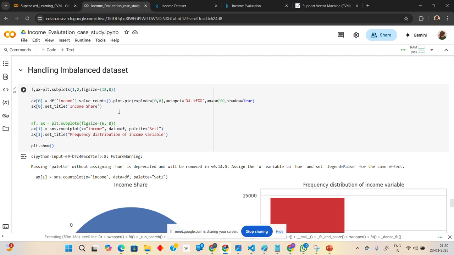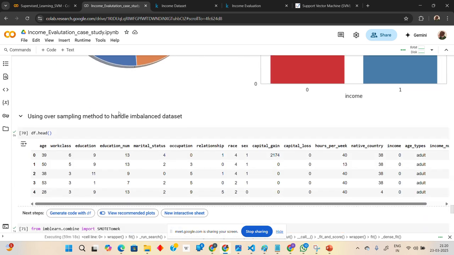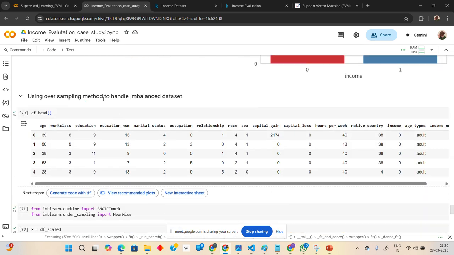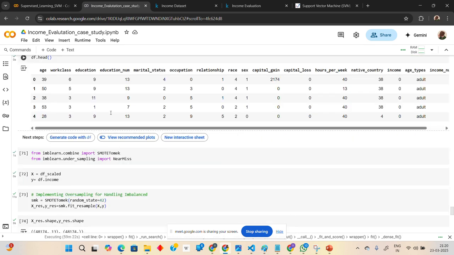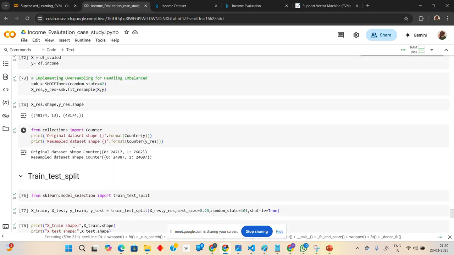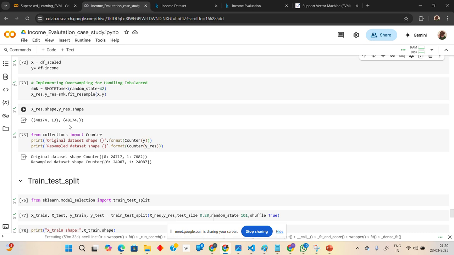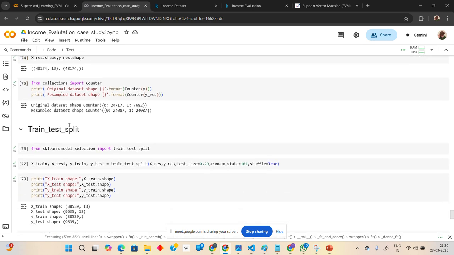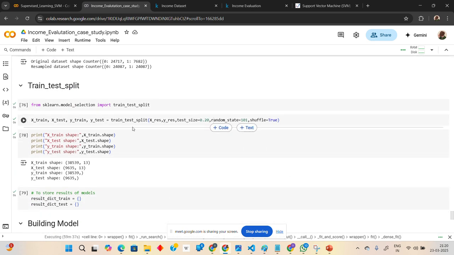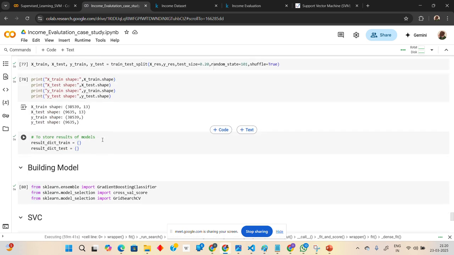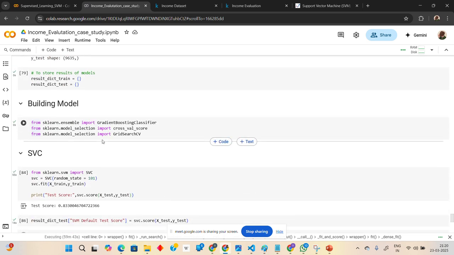There we can use a sampling technique. Okay, here you can see sampling technique. There we can use sampling techniques. This is the algorithm we can use to balance. Okay, so here you can see now it has been balanced. Then we are going to do the train test split here. 80% training, 20% testing, and then it goes to the model.